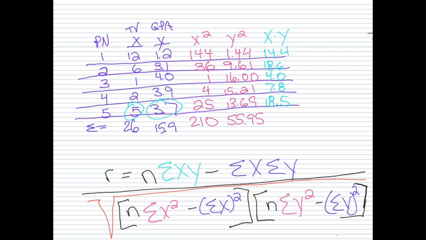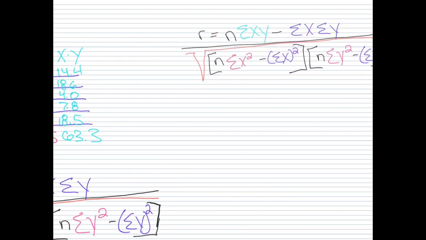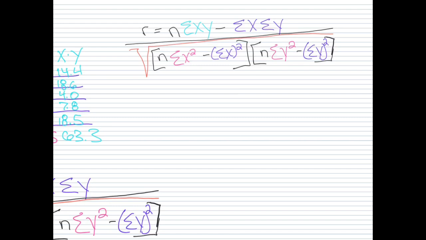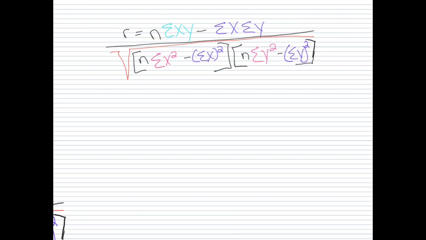And so 14.4 plus 18.6 plus 4.0, etc. is 63.3. So now we just have to plug these into this formula, and I kind of copied it over here. So let's just go ahead and start plugging these in.